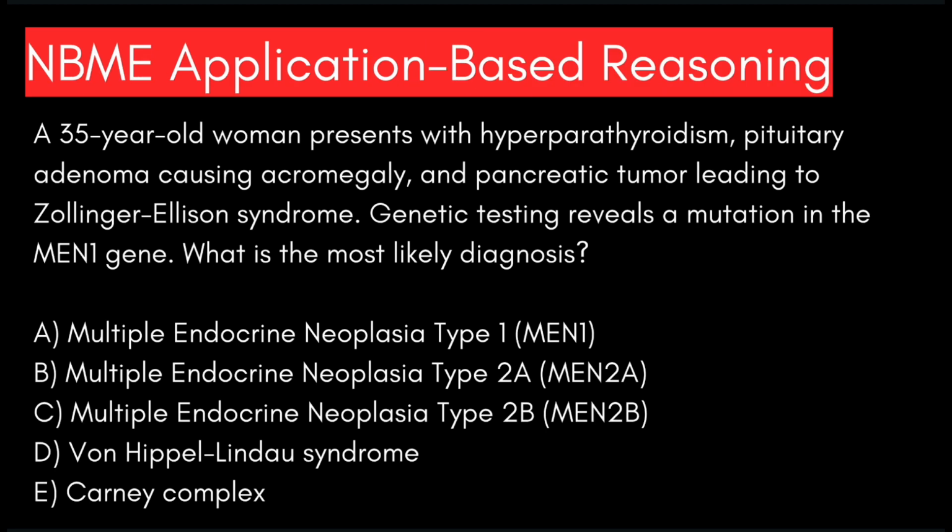So we have a 35-year-old woman who presents with hyperparathyroidism, pituitary adenoma causing acromegaly, and pancreatic tumor leading to Zollinger-Ellison syndrome. Genetic testing reveals a mutation in the MEN1 gene. What is the most likely diagnosis?